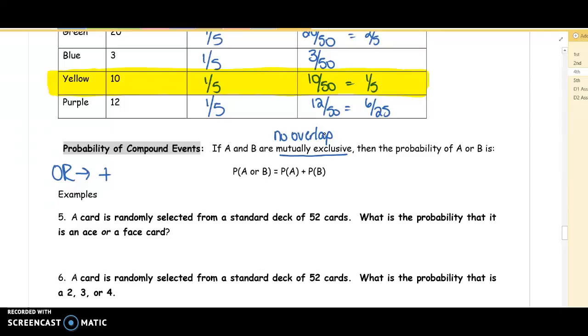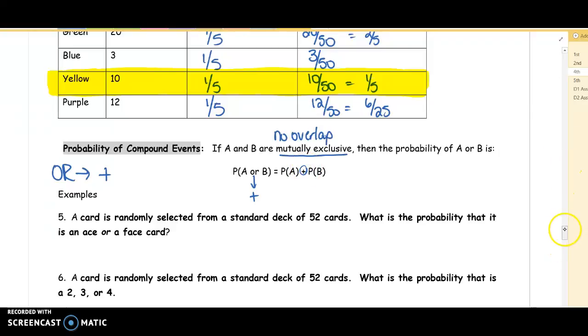So if I ask you for the probability of drawing a diamond or a face card, there is overlap there because there are diamonds that are also face cards. However, if I say, what's the probability of drawing a spade or a heart? There are no spades that are also hearts. Those two events are mutually exclusive. So mutually exclusive means no overlap. And the probability of A or B occurring is the probability of A plus the probability of B.